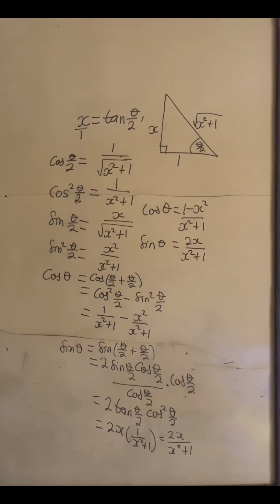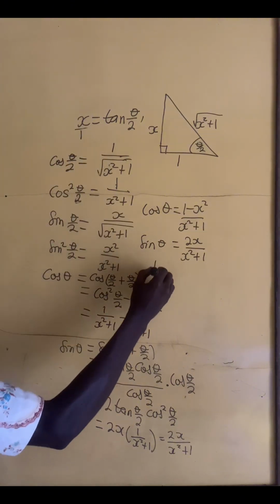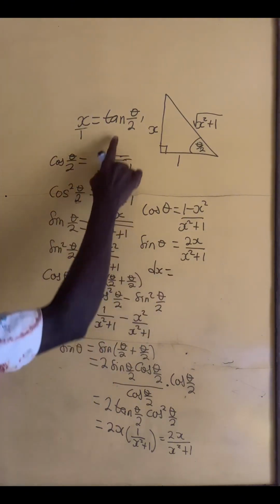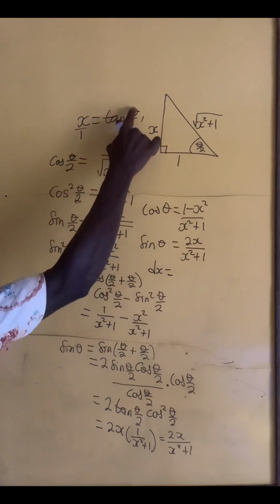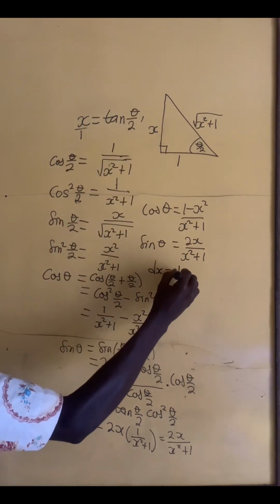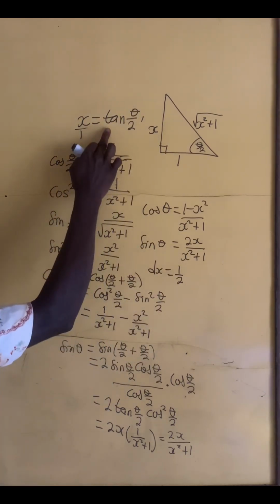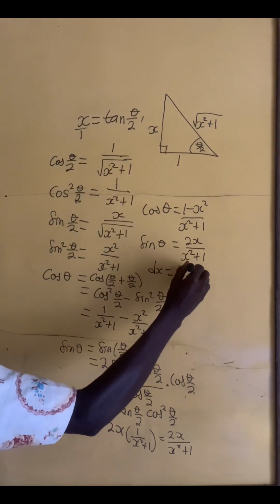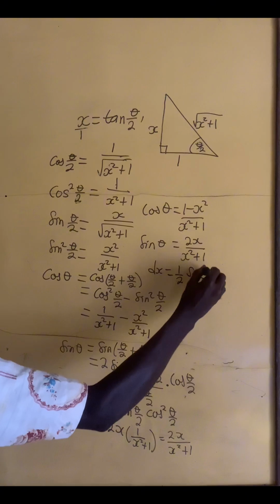They are very, very necessary when you're doing, if you differentiate x, you get the dx. To differentiate tangent of theta on 2, first differentiate theta on 2 to get half. Then we differentiate the whole of tangent of theta on 2 to get secant squared of theta on 2, d theta.